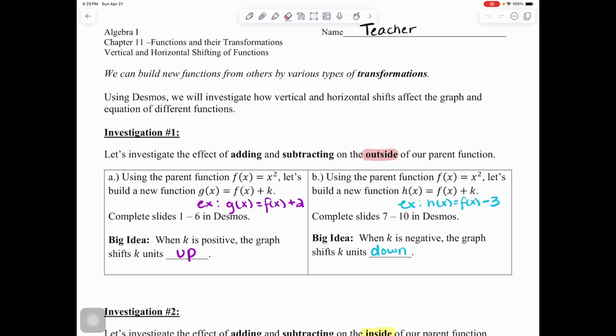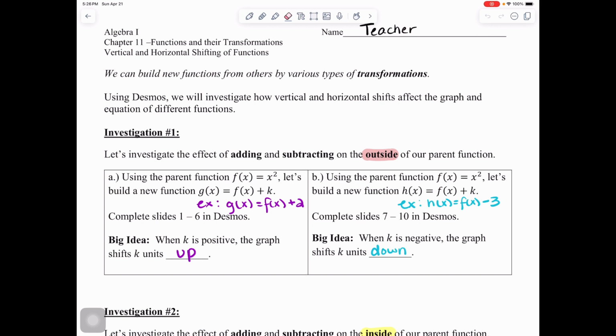It says we can build new functions from others by various types of transformations. Using Desmos, we will investigate how vertical and horizontal shifts affect the graph and equation of different functions. In the previous lesson, we looked at all of the parent functions, the most basic versions of the functions that we have learned about, with a couple new ones thrown in. Those parent functions are what we're going to be manipulating in order to figure out what happens to these functions when you do certain shifts or changes.